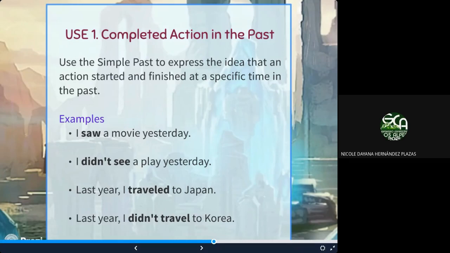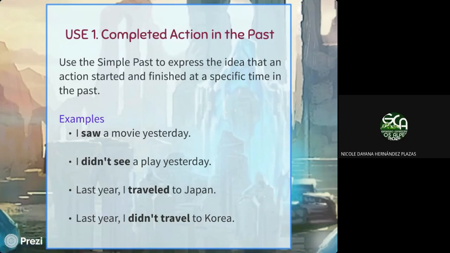It's the simple past to express the idea that an action started and finished at a specific time in the past. So look at this. It started and finished at a specific time in the past. So this is the first difference with present perfect. Ahí está su primera diferencia. Si ustedes ven algo que tiene un tiempo específico, utilizan pasado simple. Porque el presente perfecto no tiene tiempos específicos. Diferencia número 1. Use number 1.